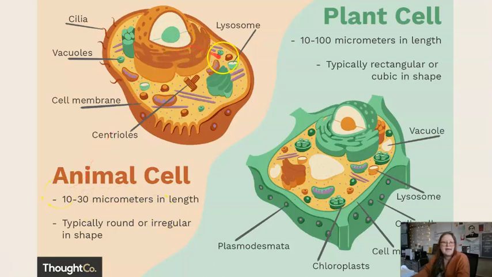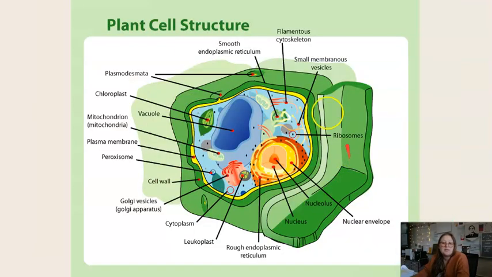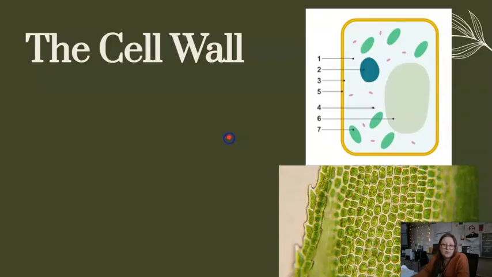micrometers. And if we look at our organelles here, the little things within the cells, a lot of them are the same, but plant cells have that cell wall and the chloroplast, which animal cells do not. We also see this vacuole. This is a vacuole, and then this right here, the vacuole. So bigger picture of a plant cell. So we have our cell wall, we have our chloroplast, we have our vacuole.